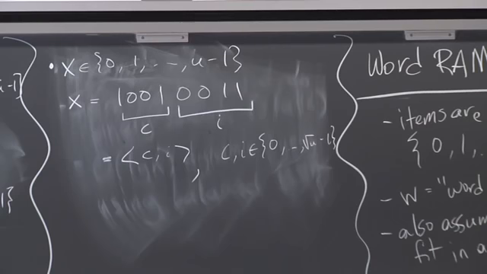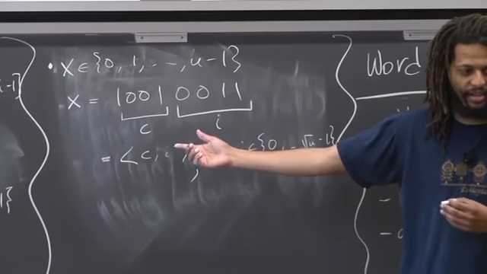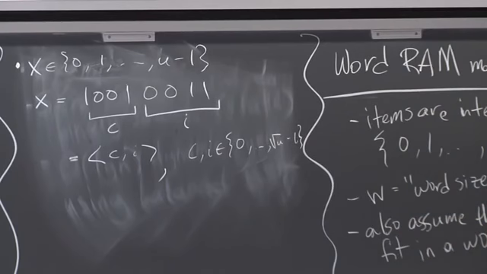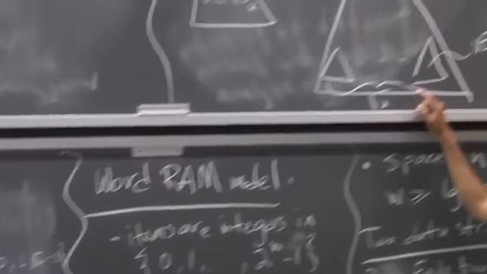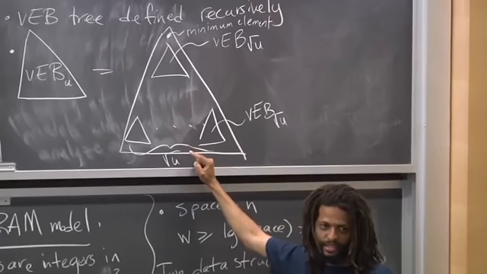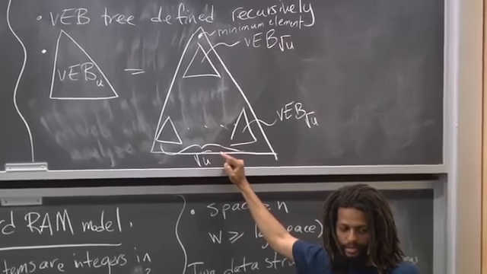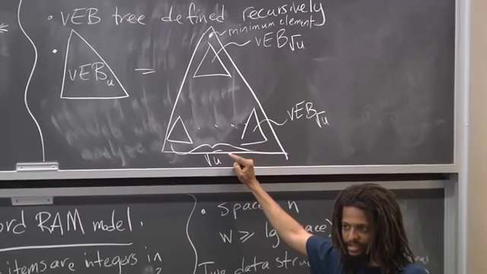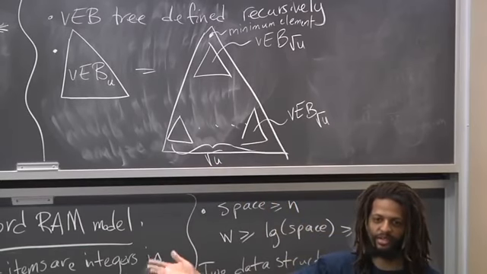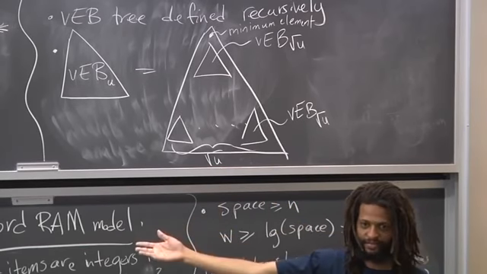Don't worry about that. Okay, so here is the idea. I can extract c and i each in constant time using shifts and masking with bitwise AND. And then what I do is I look in the cth cluster, and I look at the minimum element in the cth cluster. If I'm bigger than it, then I know my predecessor lives in the same cluster as me, and I can just recursively do a predecessor on i in that cluster.